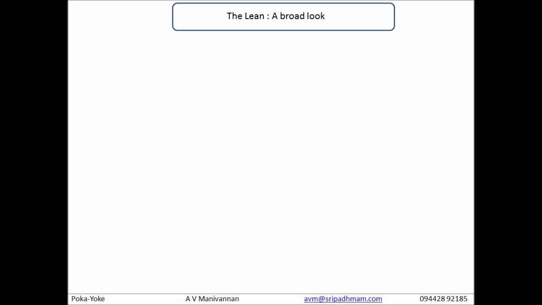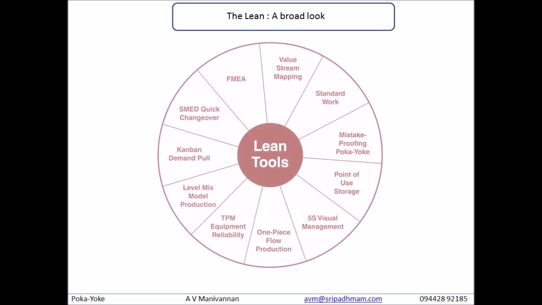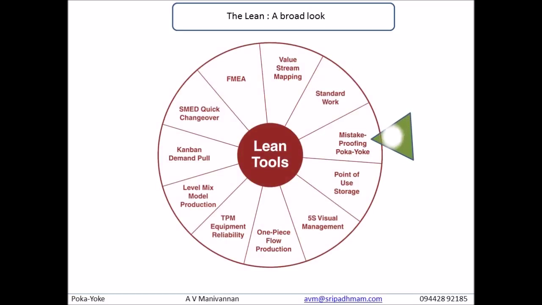Lean manufacturing. Does it have any linkage with Poka Yoke, or is Poka Yoke a part of lean? The answer is yes. Lean tools are many. One of the lean tools would be the mistake proofing called Poka Yoke.